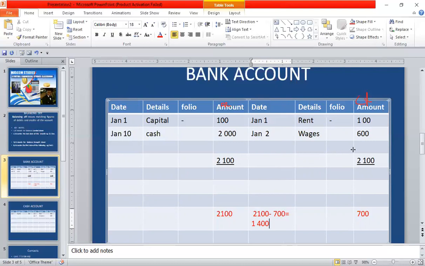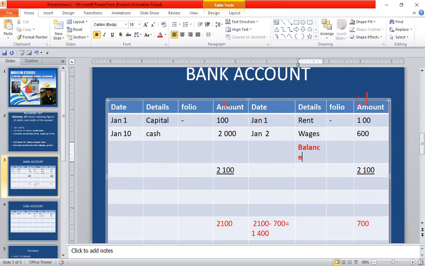Where there is a shortfall, you put the amount on top. There's a shortfall on the credit side, there's a lesser figure, so we put the 1,400. Okay, and this is a shortfall. We write balance. In our details column, we need to write balance, like this. And then we write CD because there is a shortfall on this one.